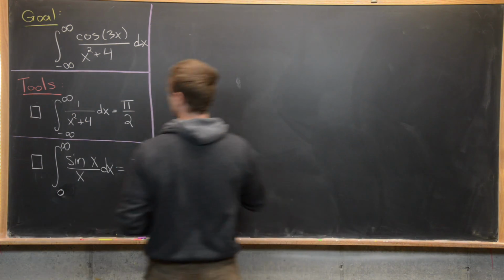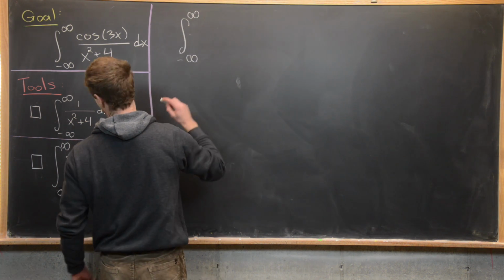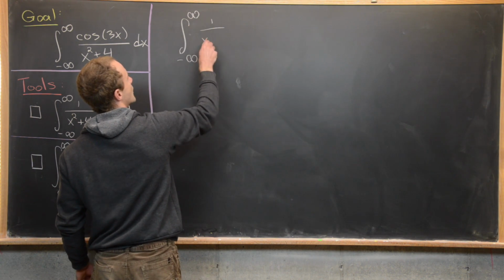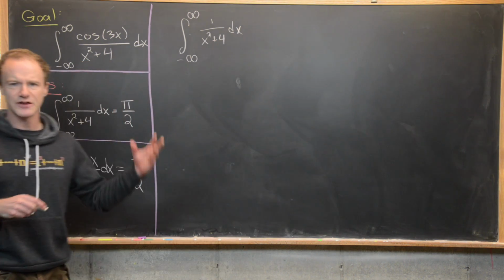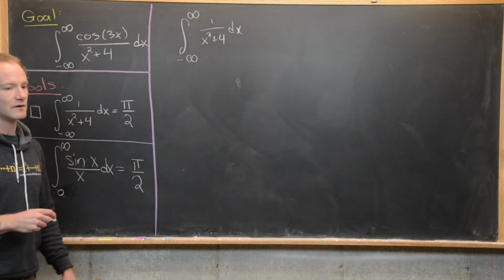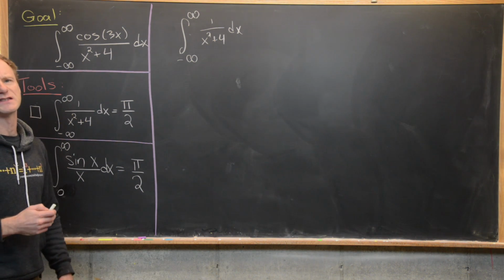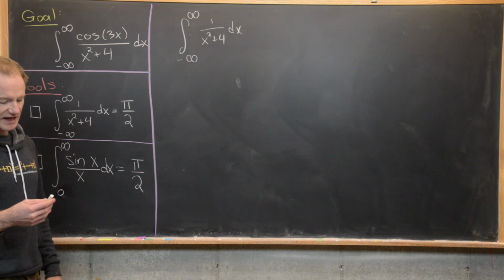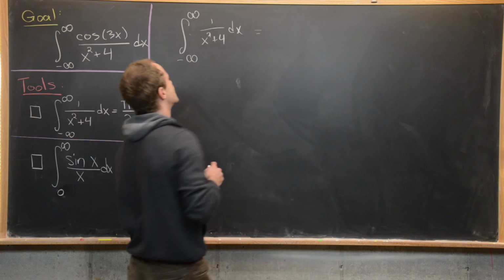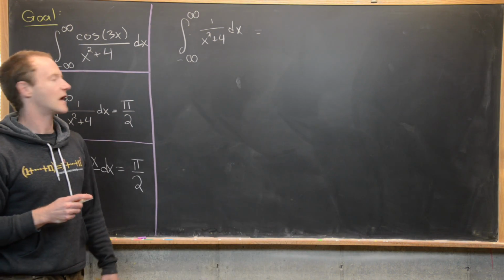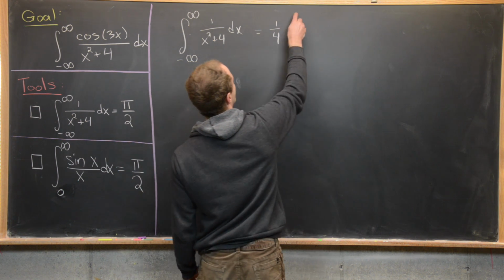So on this first tool, I'll just copy it up here. We've got the integral from minus infinity to infinity of 1 over x squared plus 4 dx. Now you might say, hey, I know that looks exactly like something whose antiderivative is an inverse tangent. And you're totally right, but let's fill in some of the details just for completeness. So I'm going to factor a 4 out of the denominator, in other words, a 1/4 out of the whole thing.